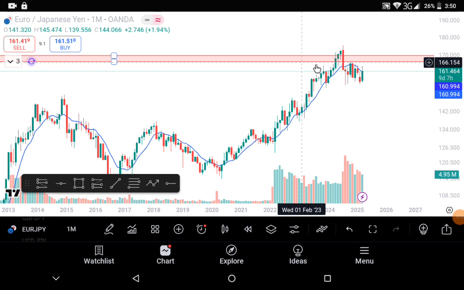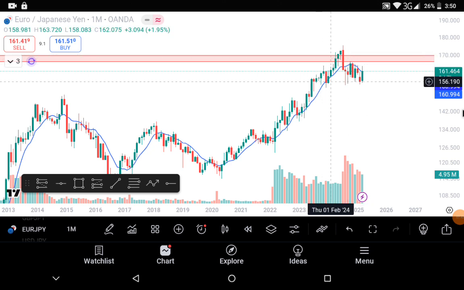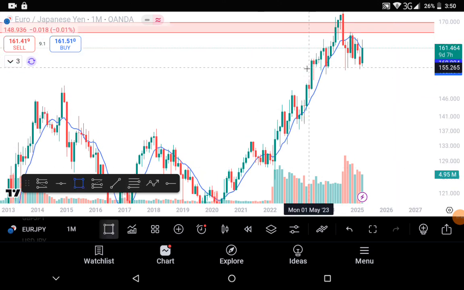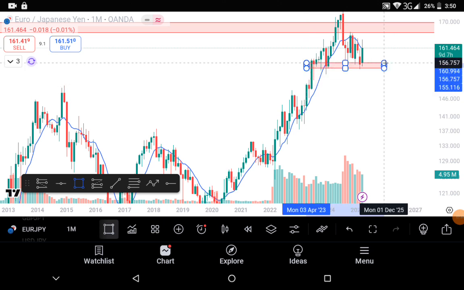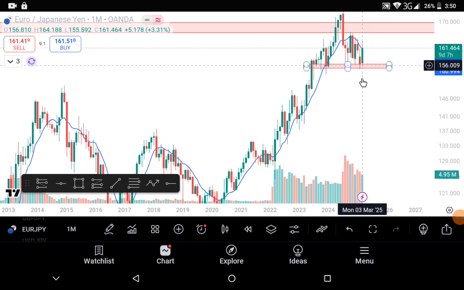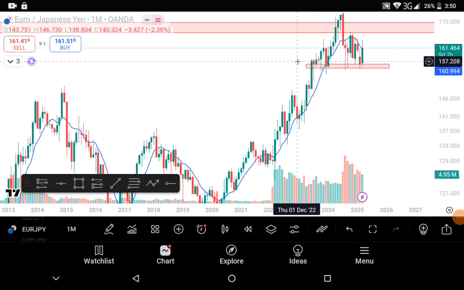So if you look below here, this is a support zone. Why I call it support is because this zone is stopping price from going down. It is keeping price up. This zone is a strong zone, so call it a support zone. So right now EURJPY is resting on the support zone.